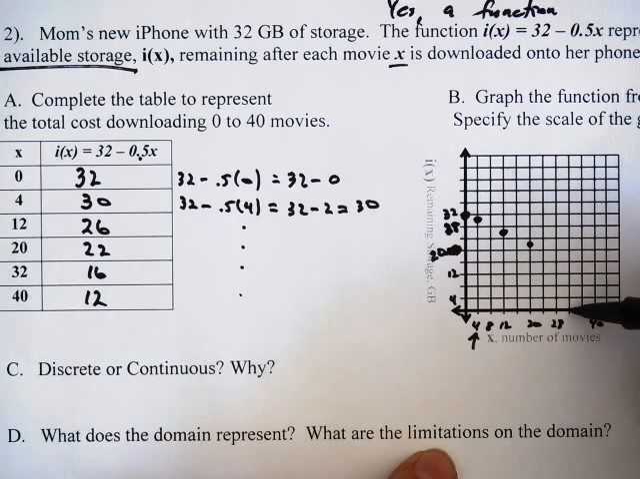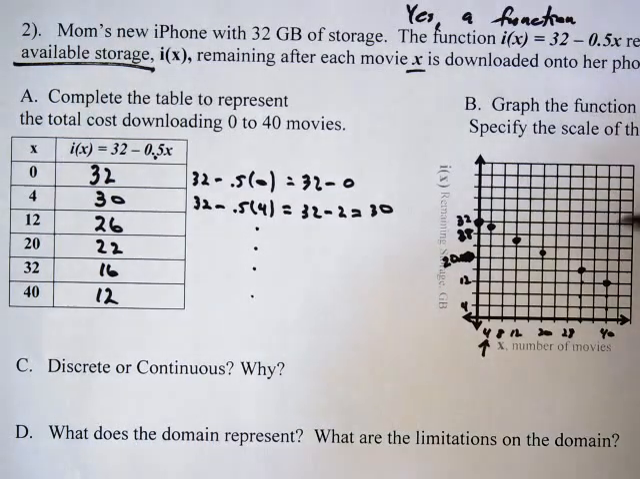So 32 movies is right here. 16 gigabytes. 1, 2, 3, 4. 4 fours. And over at 40, I'm at 12, which is 3 fours. Boom. Now, this is me graphing the function.